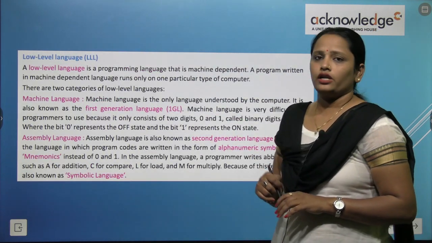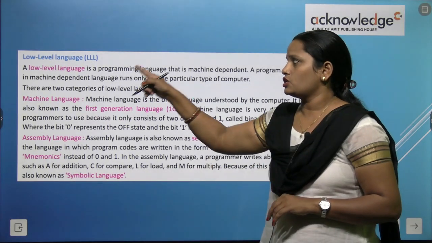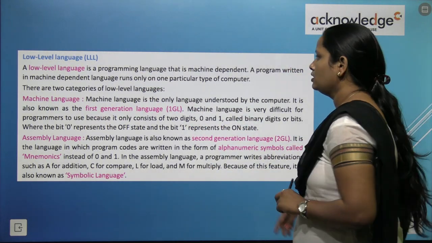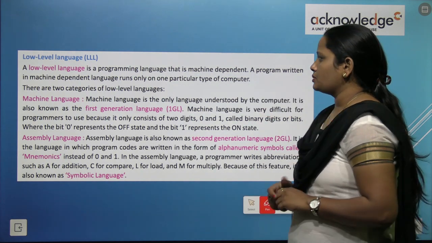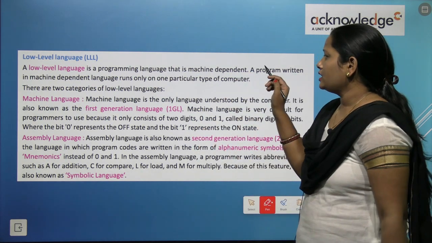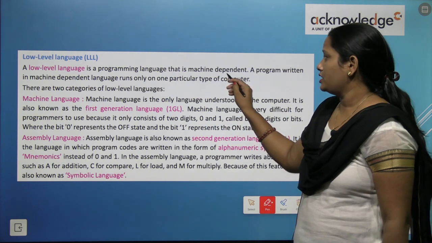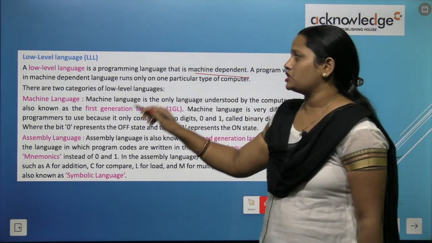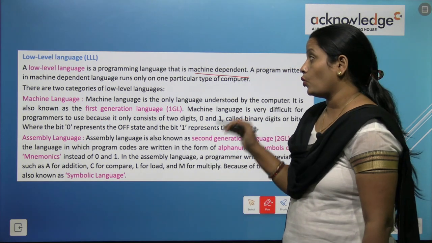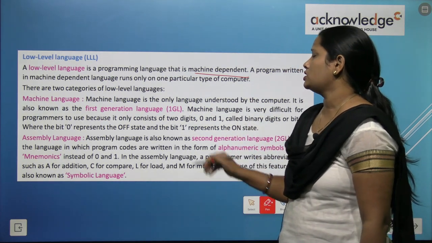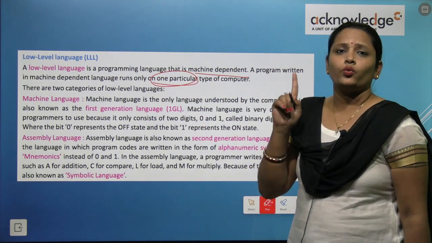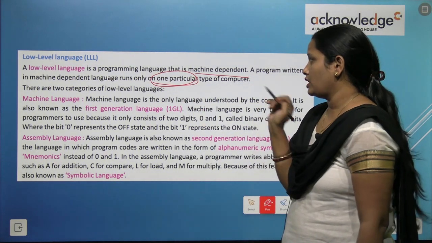Coming to the lower level language, in short form we can say it as LLL. A lower level language is a programming language that is machine dependent. It is dependent on a machine. A program written in a machine dependent language runs only on one particular type of computer, which means it can work only on one particular type of computer.